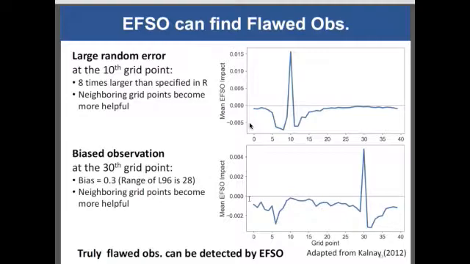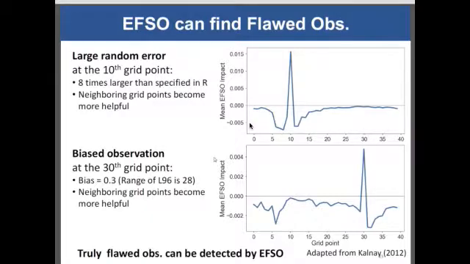So this is a remake of what Eugenia have shown before. In the first case, we intentionally add large random errors. The random errors added to the observations at grid point number 10 are 8 times larger than specified in R. And we can see that by averaging the EFSO impact, the EFSO could identify these flawed observations. And one interesting thing is that because this is flawed, the neighboring observations are being more helpful.